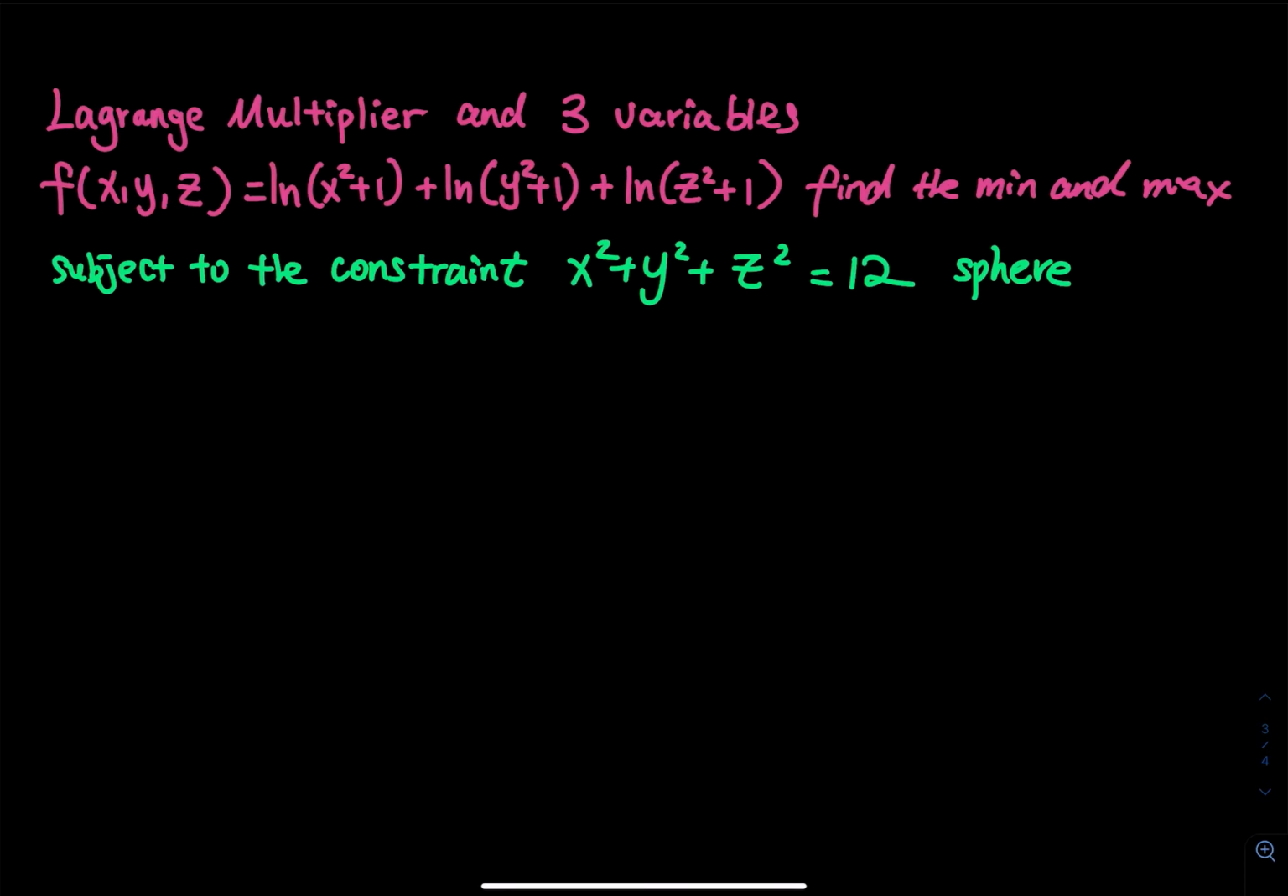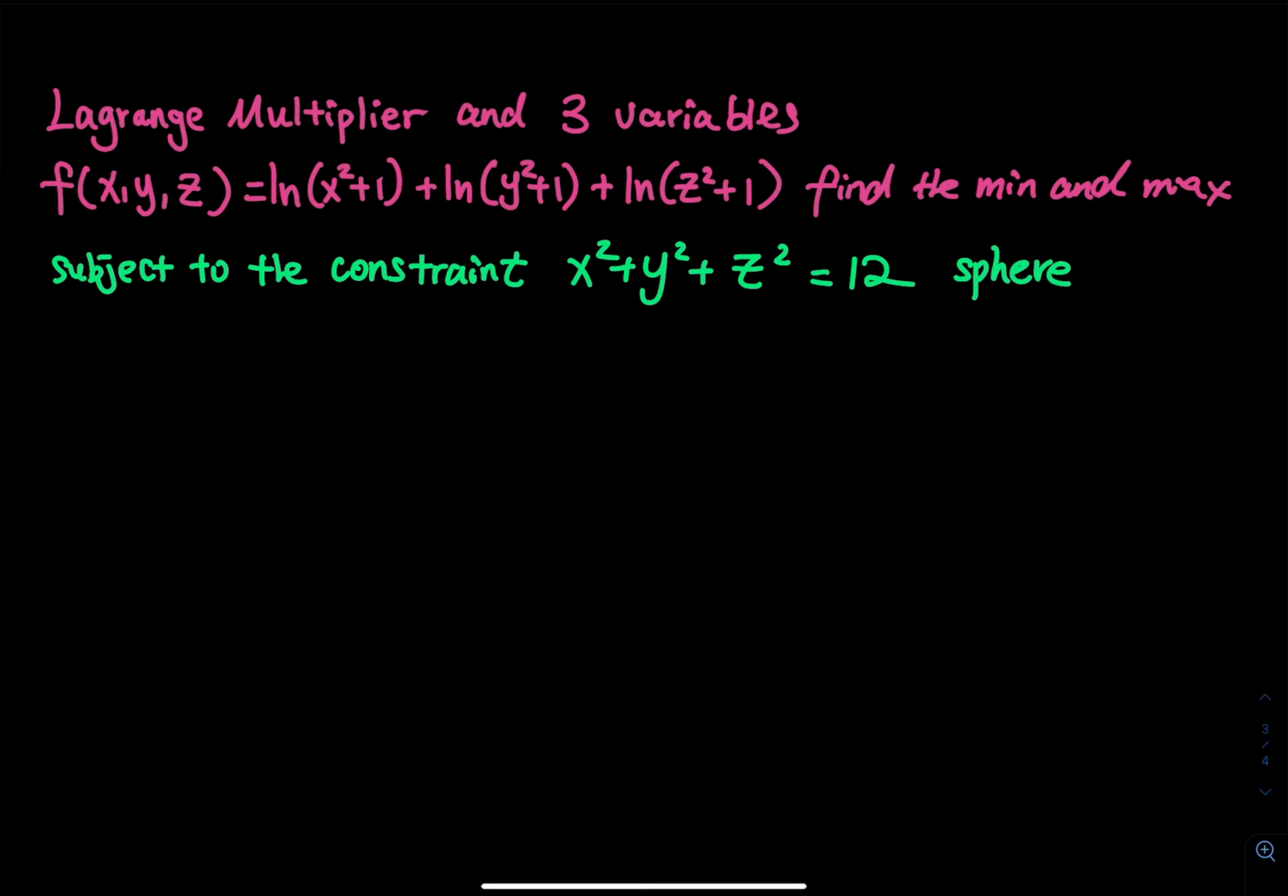Lagrange multiplier with three variables. This is our objective function f(x, y, z), three variables, equals ln(x squared plus 1) plus ln(y squared plus 1) plus ln(z squared plus 1). We are looking for the min and max, subject to this constraint, x squared plus y squared plus z squared equals 12. This is an equation of a sphere.